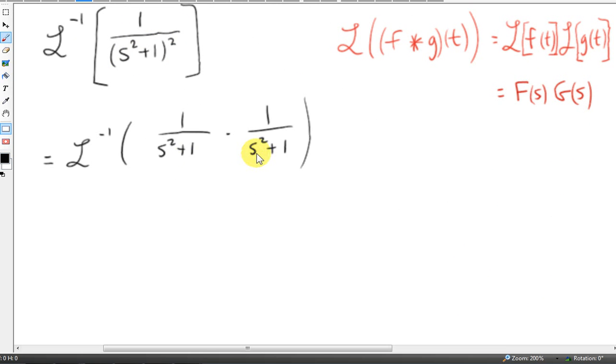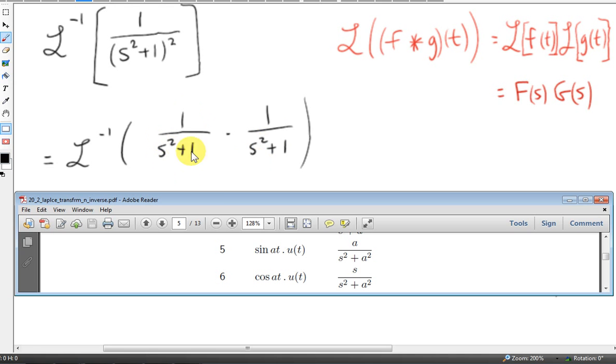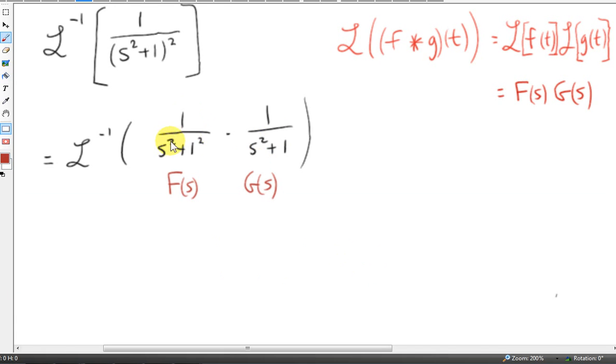Now we can write this like this, we can factorize it, and we can look these up in tables. There are functions of this form in the tables. We see that 1 over s squared plus 1 has the form a over s squared plus a squared if we put a equal to 1. So we can see the inverse transform of it is sine of 1 times t. So if we call this big F of s and this one big G of s, then little f of t is sine of a times t, where a is 1 as we saw. And little g of t is also sine of t.